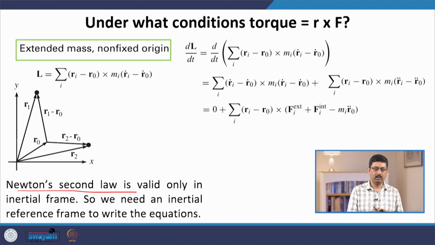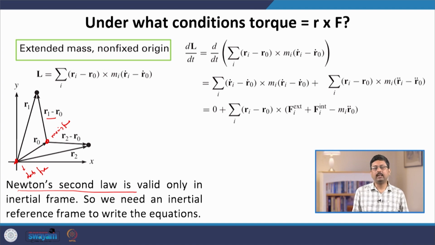This is the frame which we will call the lab frame. Consider that this is the origin of the lab frame, and R naught is the origin that is moving. The position of the origin in the lab frame is R naught, and in the lab frame the positions of the particles are R1 and R2, since we have only two particles in this example. Now, the position vectors of the same particles with respect to this moving frame are R1 minus R naught and R2 minus R naught.